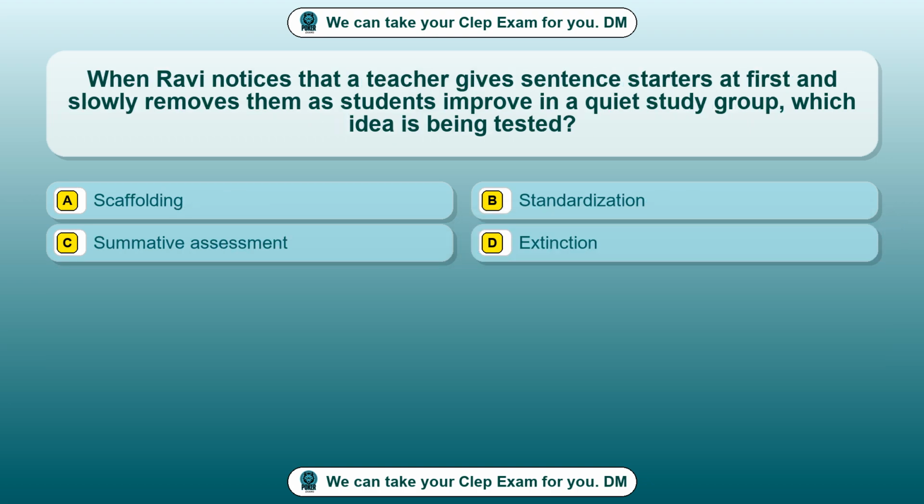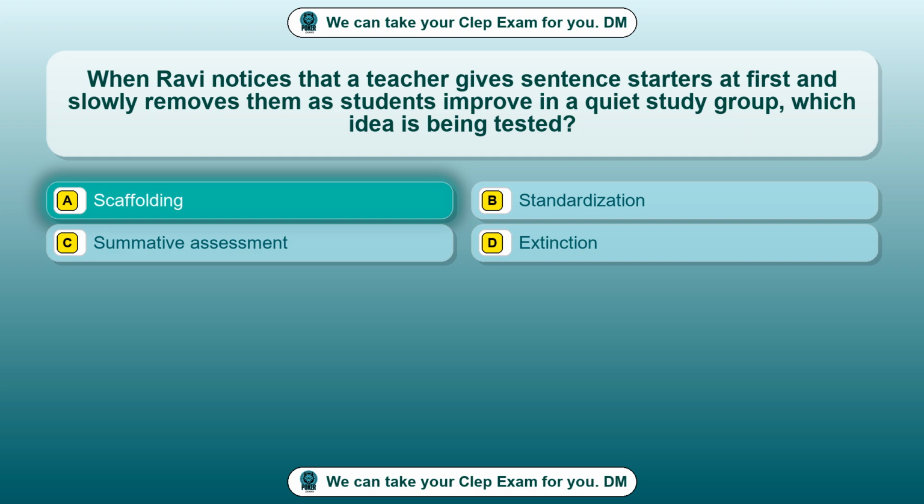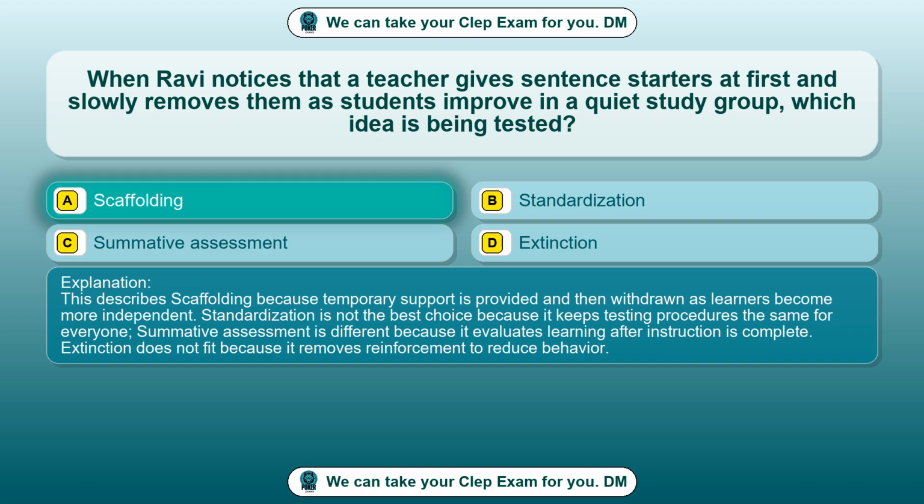Question 12. When Ravi notices that a teacher gives sentence starters at first and slowly removes them as students improve in a quiet study group, which idea is being tested? Option A, scaffolding. Option B, standardization. Option C, summative assessment. Option D, extinction. The correct answer is option A, scaffolding. This describes scaffolding because temporary support is provided and then withdrawn as learners become more independent.